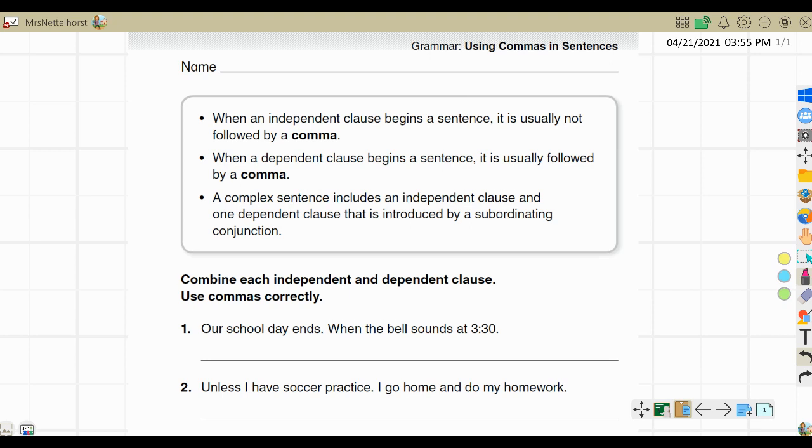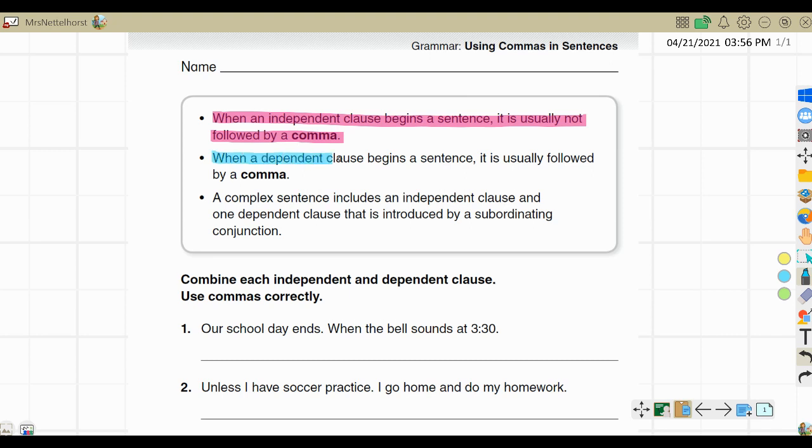So the first rule is when an independent clause begins a sentence, it is usually not followed by a comma. Did you notice that that's a complex sentence? It starts with the word when, a subordinating conjunction, which makes that a dependent clause. It's a dependent clause, a comma, followed by an independent clause. So there you go. But anyway, when an independent clause begins a sentence, not like in this sentence, it is not usually followed by a comma. Okay, now that I thoroughly confused you.